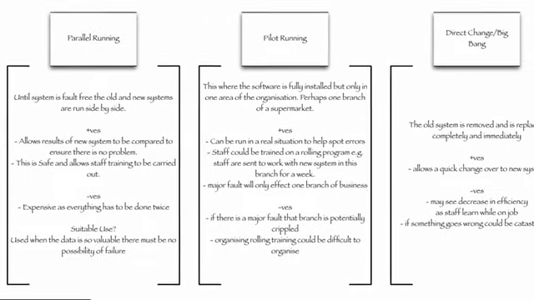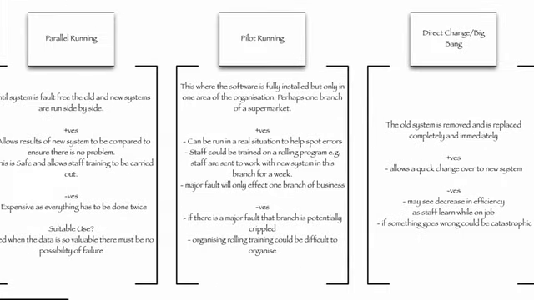Right, pilot running. This is where the software is fully installed but only in one area of the organisation. For example, one branch of a supermarket. Tesco's, Old Swan for example, might get the installation of a new system, but every other Tesco in the country keeps their old system in place. This means that it can be run in a real situation to help spot errors. Staff could be trained on a rolling programme, e.g. staff are sent to work with the new system in this branch for a week. Any major faults will only affect one branch of the business.